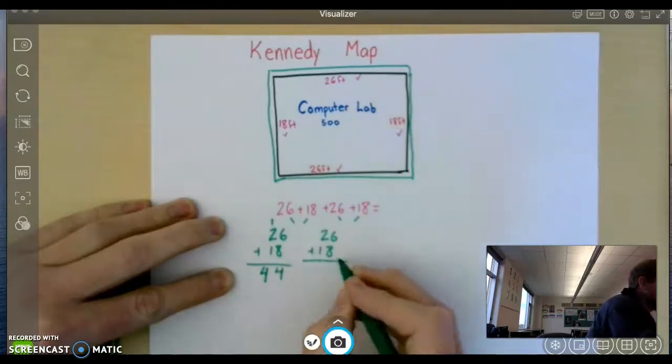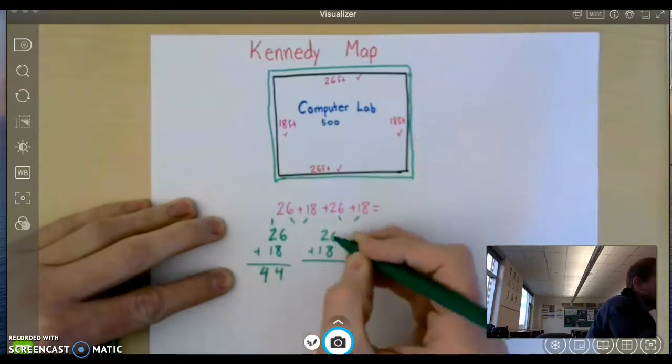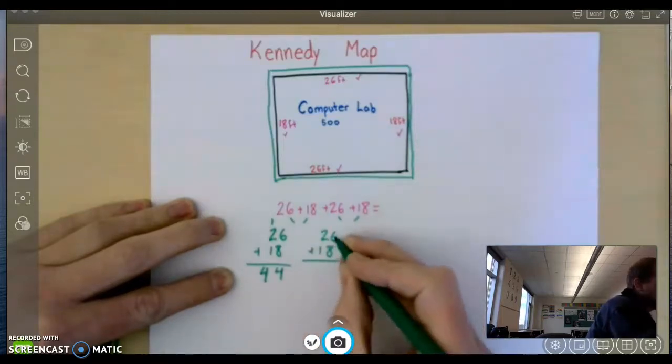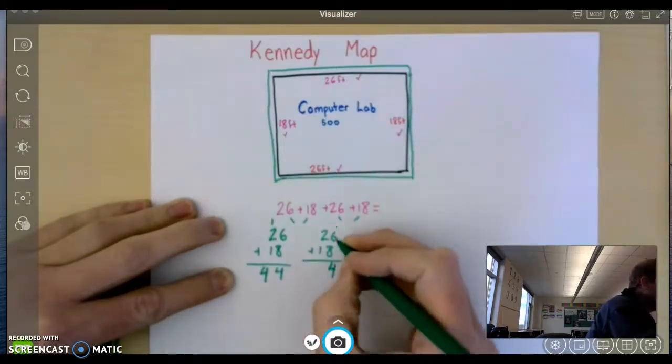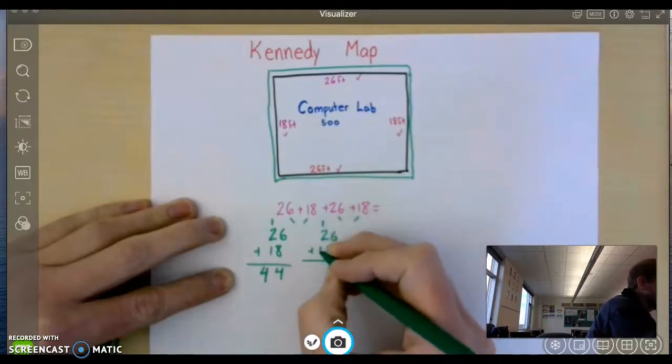All right, and I can do the same thing over here. You'll notice it is the same problem. So if I go through it quickly, it'll be 6 plus 8 is 14. Carry my 1. 1 plus 2 plus 1 is 4.